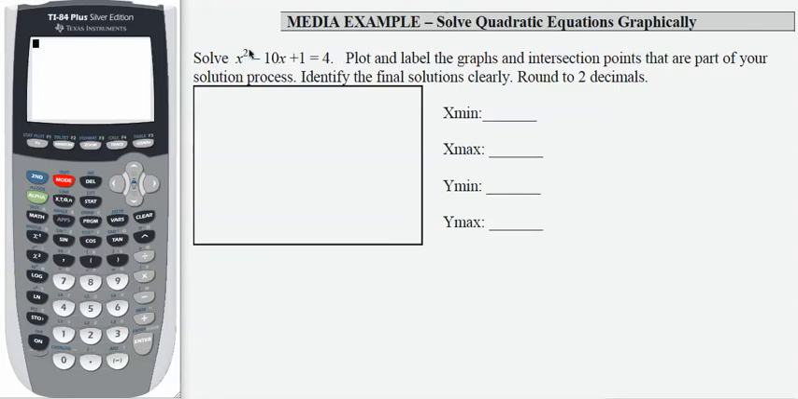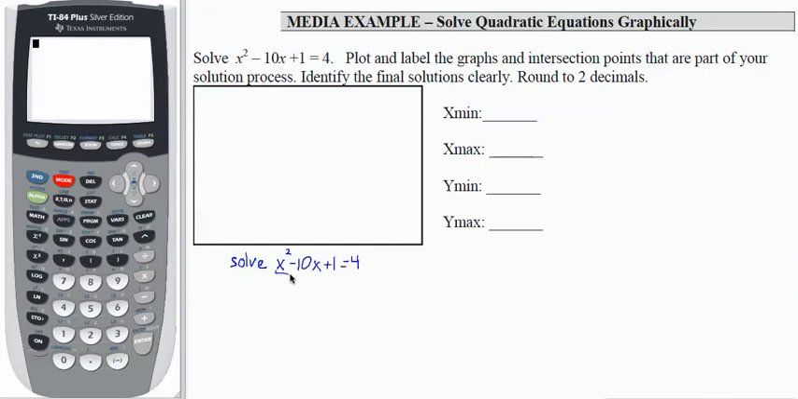We were asked to solve x squared minus 10x plus 1 equals 4. Plot and label the graphs and intersection points that are part of your solution process. Identify the final solutions clearly and round to 2 decimals. So what we are doing is we are solving the equation x squared minus 10x plus 1 equals 4.